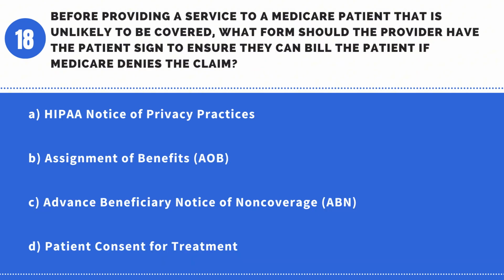Question 18. Before providing a service to a Medicare patient that is unlikely to be covered, what form should the provider have the patient sign to ensure they can bill the patient if Medicare denies the claim? A. HIPAA Notice of Privacy Practices. B. Assignment of Benefits, AOB. C. Advance Beneficiary Notice of Non-Coverage, ABN. D. Patient Consent for Treatment.